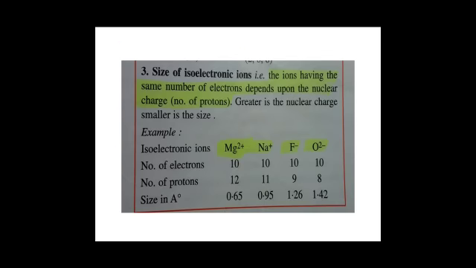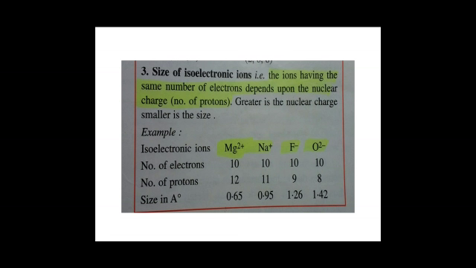Next, we'll discuss the size of isoelectronic ions. What are isoelectronic ions? The ions which have the same number of electrons are called isoelectronic ions. For example, take Mg2+, Na+, F-, O2-. These ions have the same number of electrons, but the number of protons varies. The atomic number of magnesium is 12, so it has 12 protons. Mg2+ has the same protons, but the number of electrons will be 10 as it loses 2 electrons.